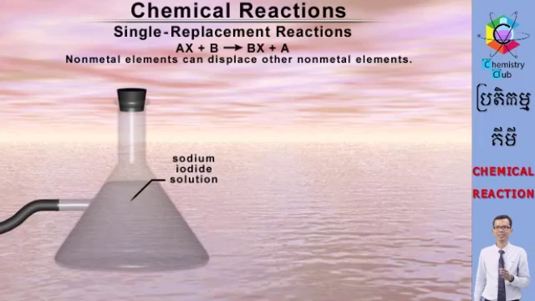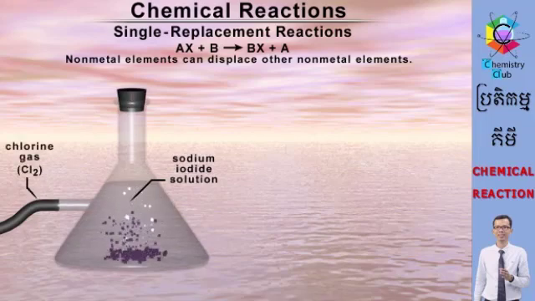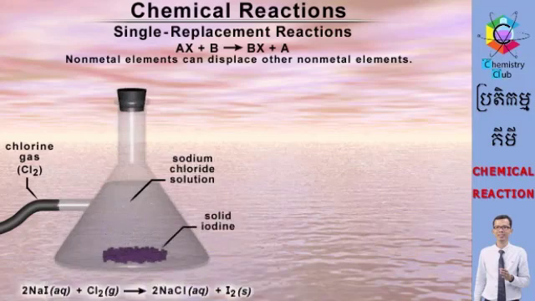Single replacement reactions also occur when non-metal elements displace other non-metal elements, just as some metals can displace other metals. For example, when chlorine gas is bubbled through a solution of sodium iodide, the chlorine displaces the iodine, yielding aqueous sodium chloride and solid iodine.